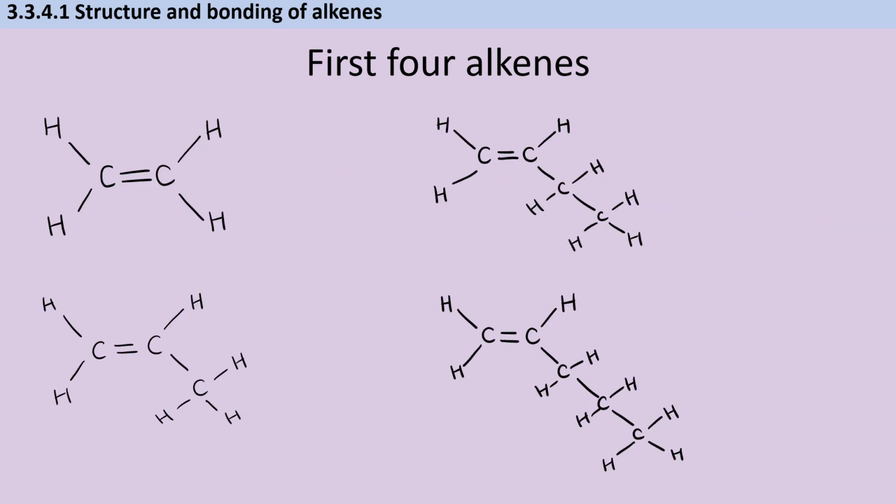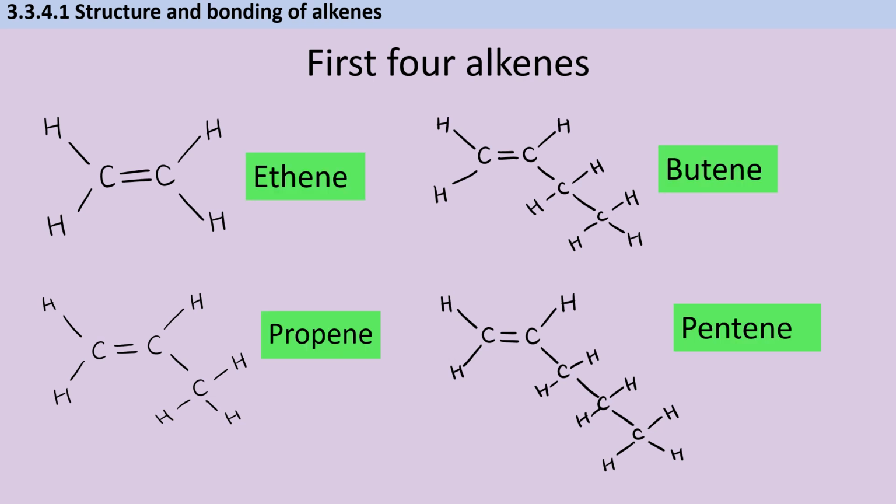As part of GCSE chemistry, you should have learned the names of the first four alkenes. So pause the video and quickly scribble down what they are. Hopefully you remembered that these are ethene, propene, butene, and pentene. So we have those prefixes that tell us how many carbons there are, and then the ene ending tells us that it's an alkene with a double bond.